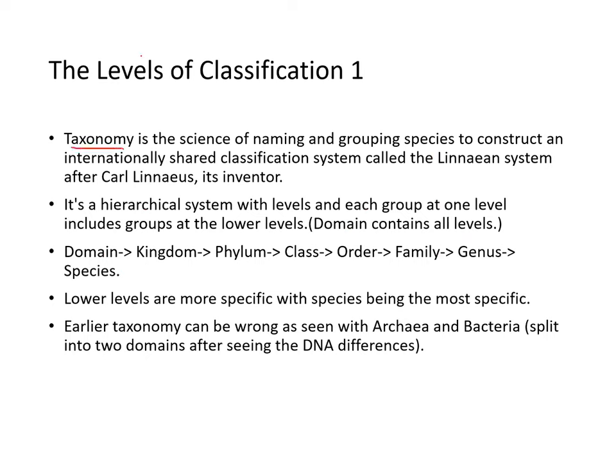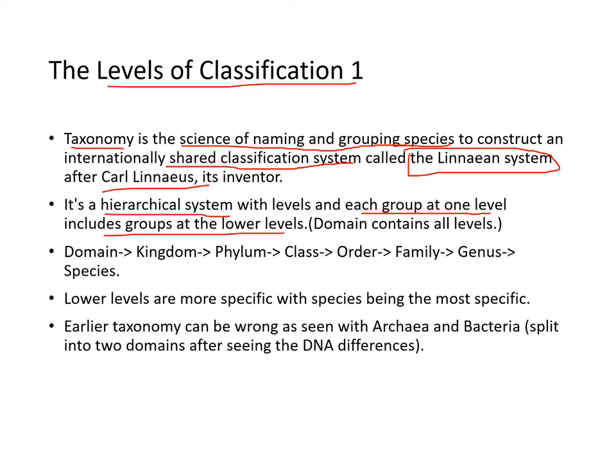And taxonomy, how do we classify using different levels? That is called taxonomy, the science of naming and grouping species to create a shared classification system. That system is called the Linnean system, named after Carl Linnaeus, who invented it. It's a hierarchical system with each group at one level including the groups at lower levels. In other words, domain contains all levels. Kingdom comes next. Kingdoms contain all phyla. Phyla contain all classes. Then order, family, genus, and species. The lower levels are more specific, with species being the most specific.